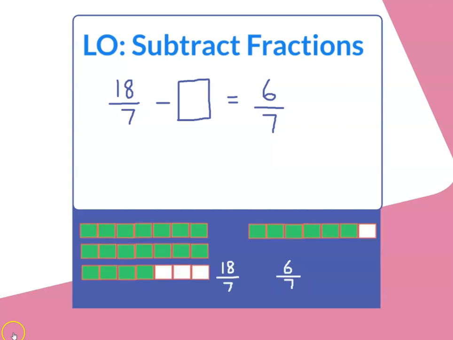Did you represent the two parts of the equation like so? Compare your bar models to mine. Now we need to find the difference. The difference is 12 parts of 7. 18/7, take away 12/7, leaves 6/7.